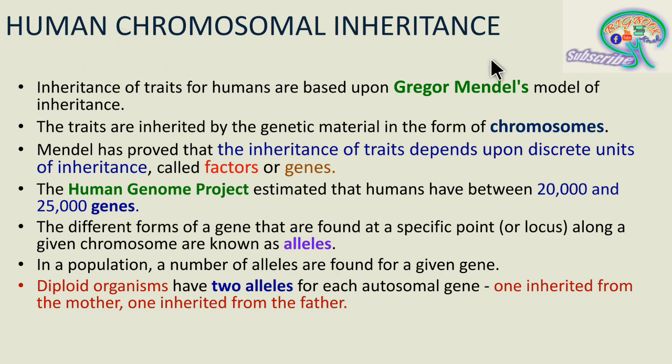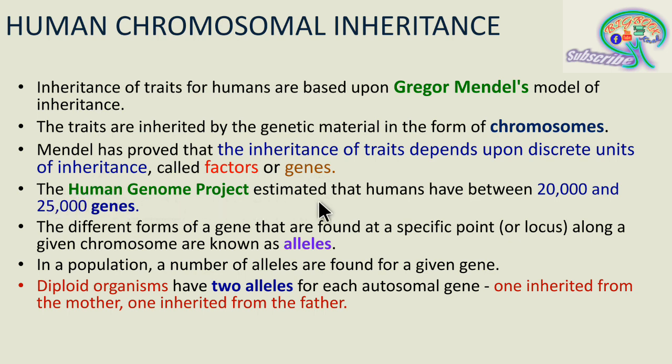Human chromosomal inheritance. Inheritance of traits for humans is based upon Gregor Mendel's model of inheritance. The traits are inherited by genetic material in the form of chromosomes. Mendel proved that the inheritance of traits depends upon discrete units of inheritance called factors or genes. Factors are nothing but what influence the expression of the character, and the same thing is done by the genes. That is what Mendel called the factor or gene, but we are going to consider genes here majorly.